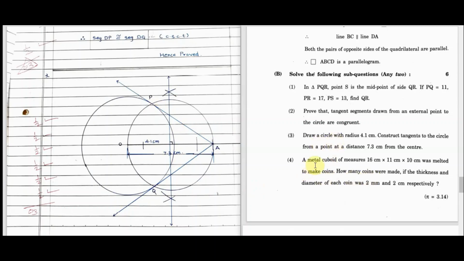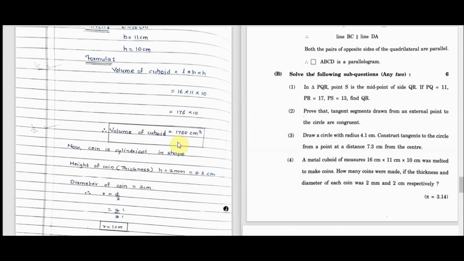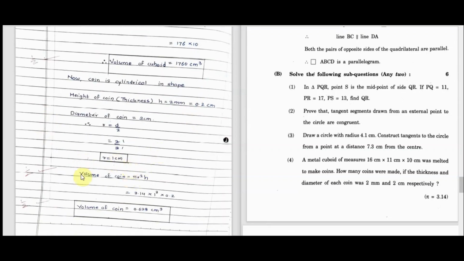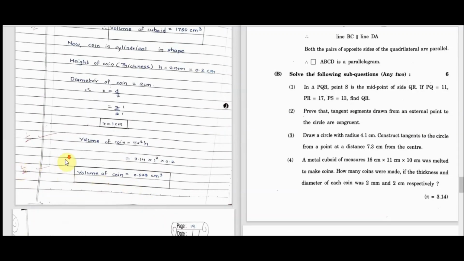Now the fourth one is from the mensuration. Okay, now for writing the formula you will get half mark. For substitution and calculation, final calculation, half mark. Then come here, writing again the formula for volume of coin, half mark. Again I am repeating, I am not solving the paper, I am just giving you the marking scheme. Then final calculation, half mark.